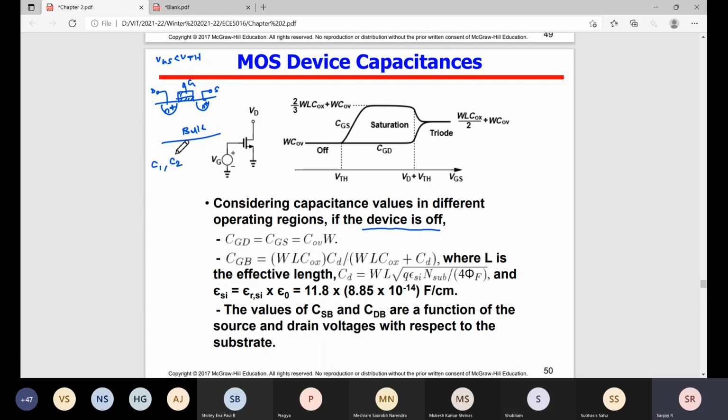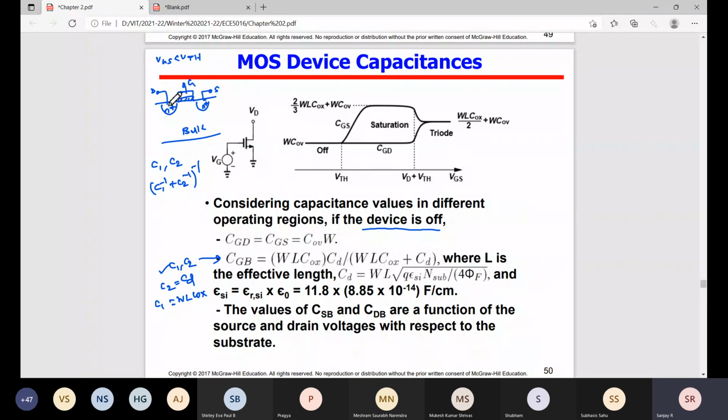So what is the equivalent? C1 and C2 are in series. Series means how can I write? C1 C2 by C1 plus C2, that is, 1 by C1 plus 1 by C2 inverse. So between gate and bulk, C1 and C2 are there. C2 is a depletion capacitance. What is C1? C1, you just know, is the oxide capacitance, W L C_ox. This is the formula. So C1, C2 are over.